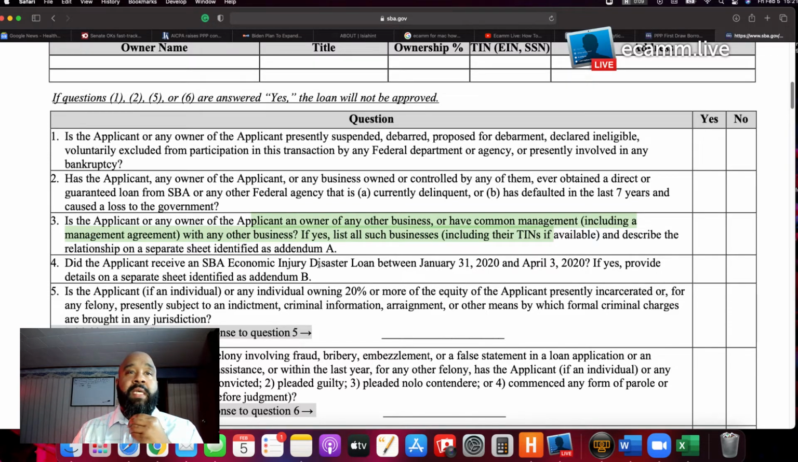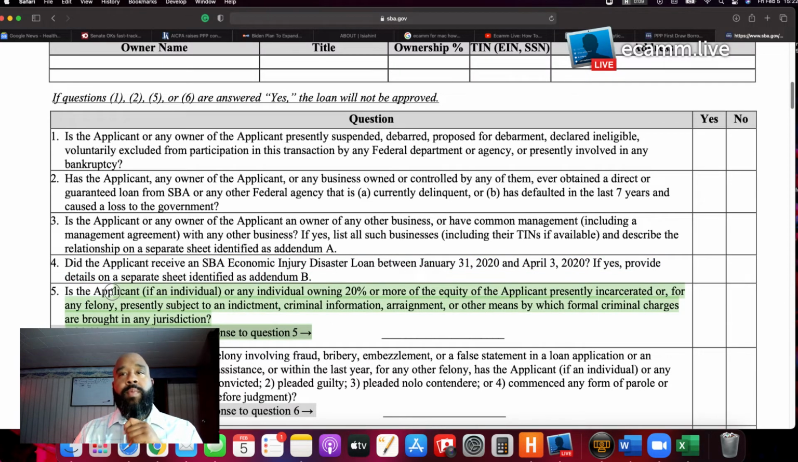Did the applicant receive an EIDL between January 31st and April 3rd, 2020? Answer yes, and then give the details. If you had an EIDL, always have your documentation for that loan. You're going to need it. Okay.